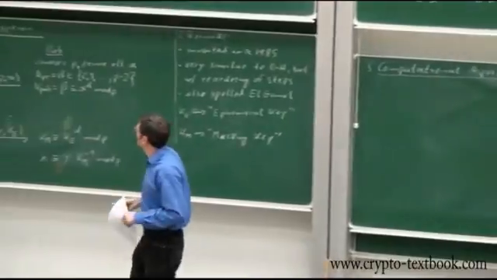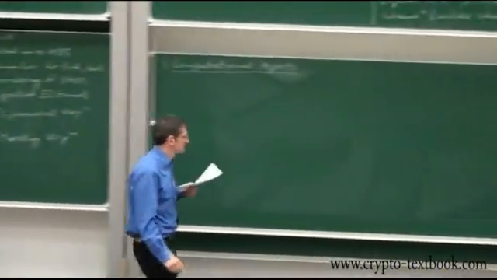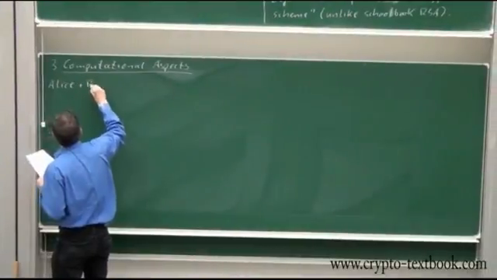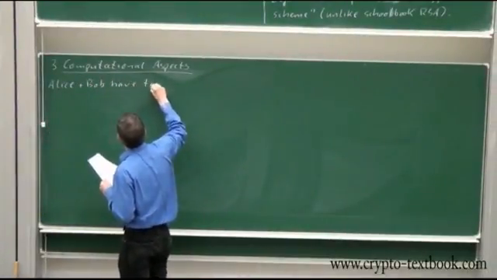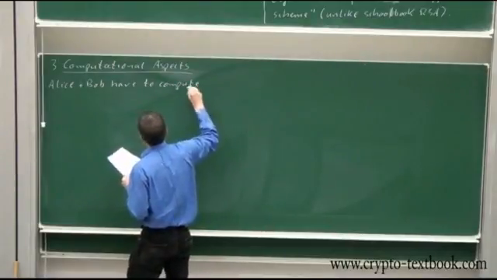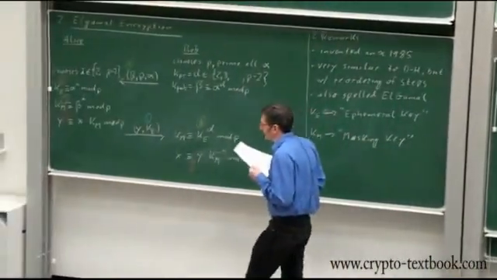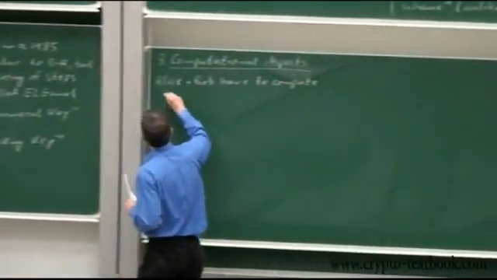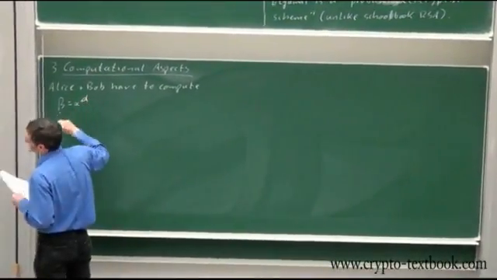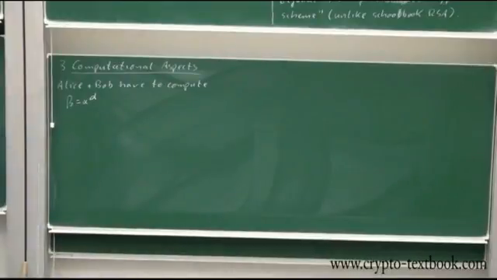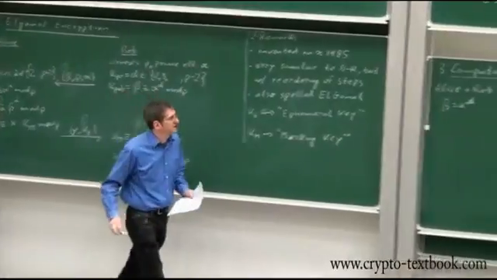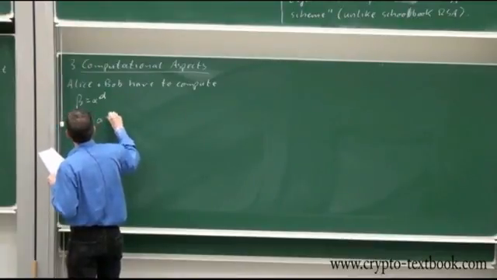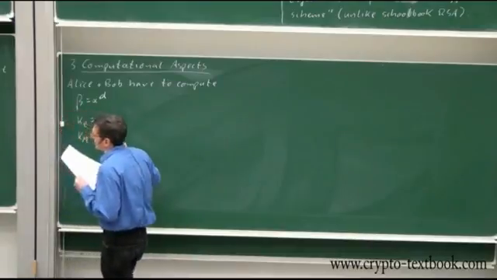So let's look at what we have to compute here. Alice and Bob have to compute, so what do they have to compute? They have to compute this here, beta, which is alpha to the d. Then they have to compute the ephemeral key and the master key. Ke is alpha to the i, and the master key, which is beta to the i.